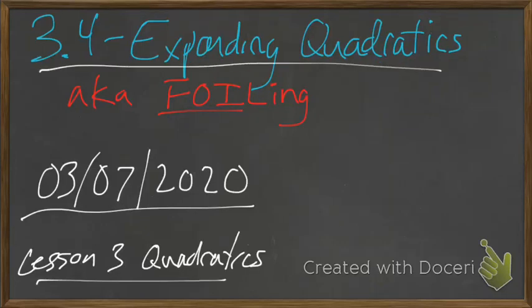This is 3.4, Expanding Quadratics, aka Foiling. The letters F-O-I-L are capitalized because they're going to each stand for something that we'll get into.